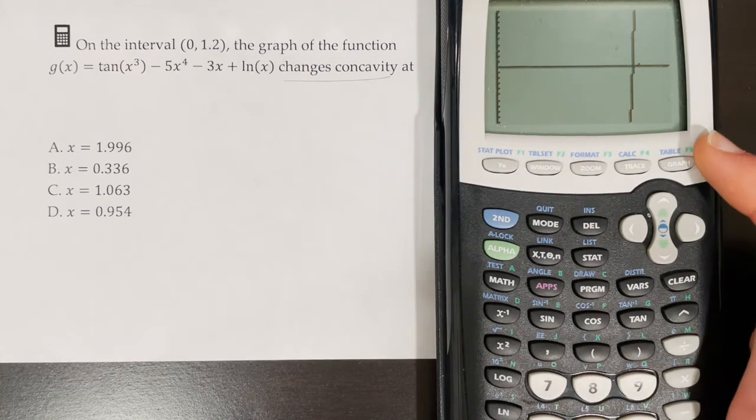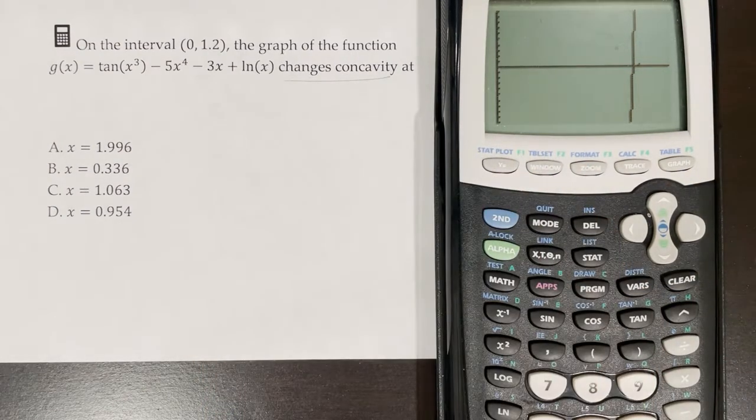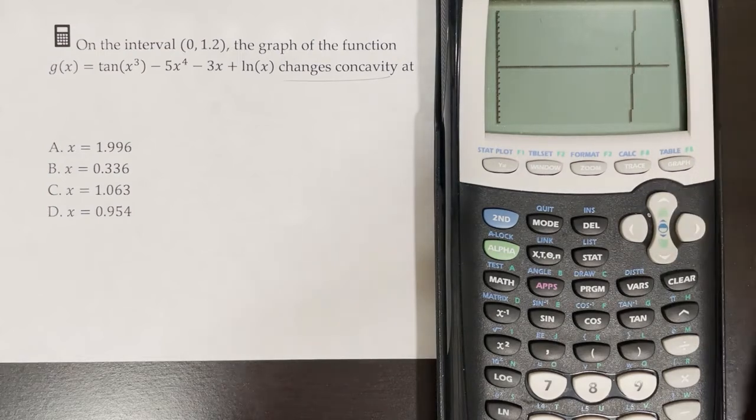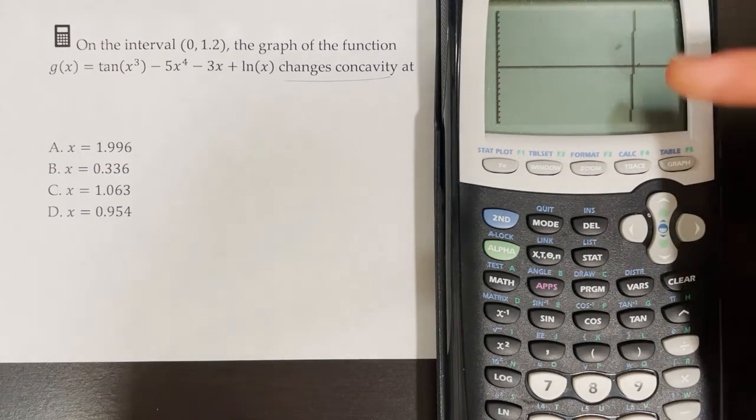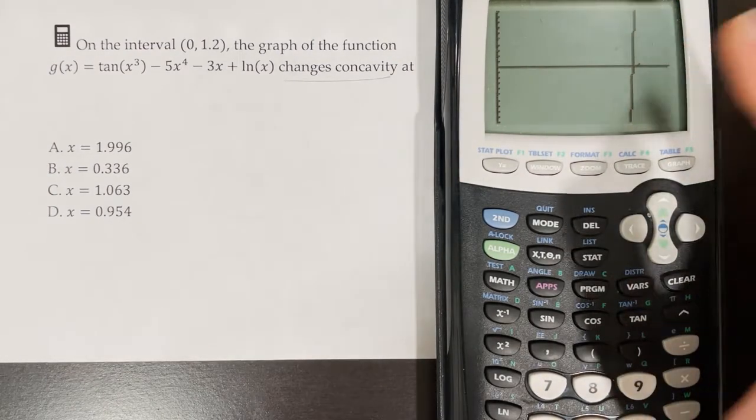Now I'm looking at my graph of the second derivative here, and I know that the function changes concavity or has points of inflection when the second derivative changes signs. So right at that point right there, the second derivative is changing signs from negative to positive. So I just need to find what that point is.